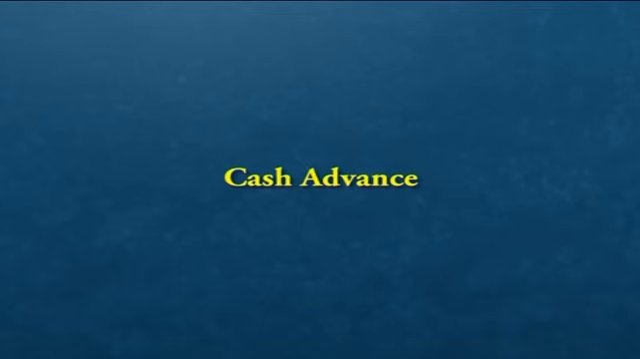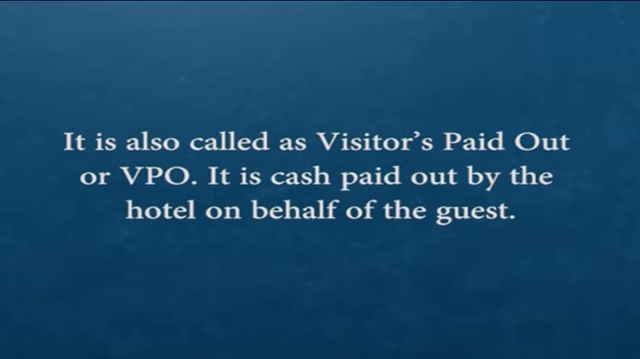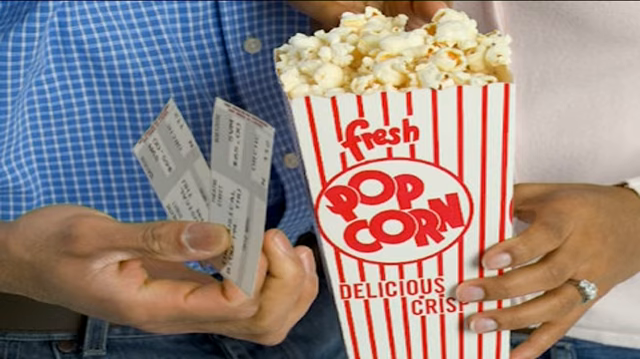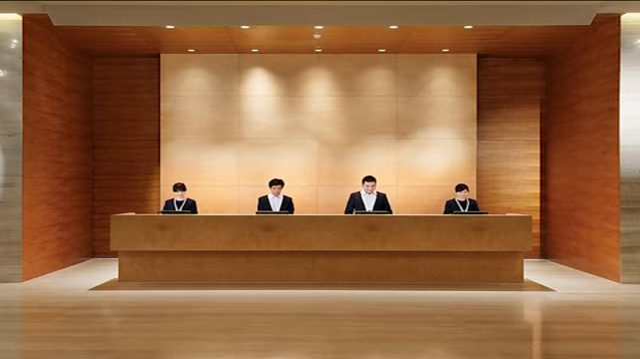Cash advance. It is also called visitors paid out, or VPO. It is cash paid out by the hotel on behalf of the guest. If petty payments like taxi fare, cinema tickets, postage, etc. are made by the front desk, a visitors paid out voucher is issued in the guest's name, his signature is collected, and the amount is debited in the guest folio.